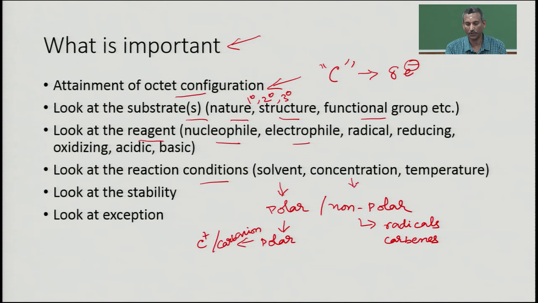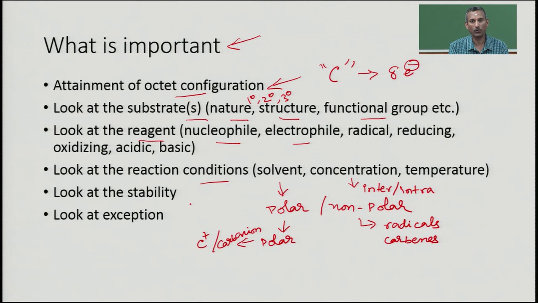And of course, concentration plays a vital role in deciding between inter and intramolecular reactions. And similarly, the temperature influences the stability of the products formed. So, we have kinetic control of a reaction as well as thermodynamic control of the reaction, both are influenced by the temperature. So, these are all the various environmental parameters which affect how a chemical reaction proceeds.